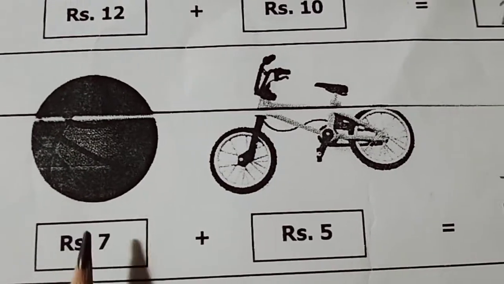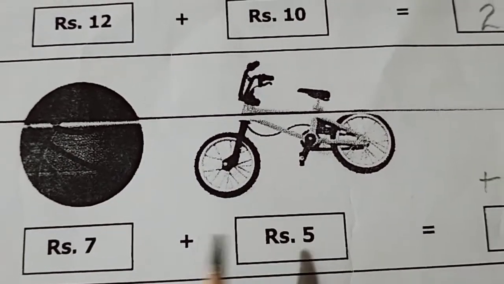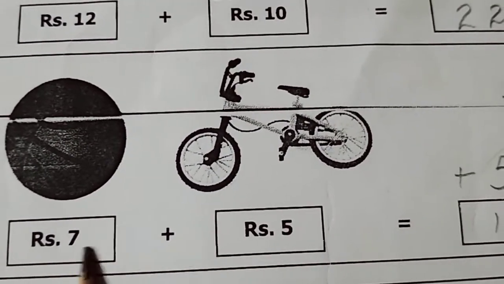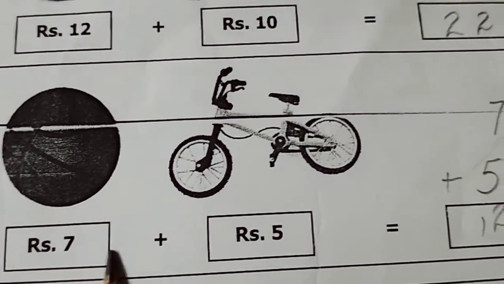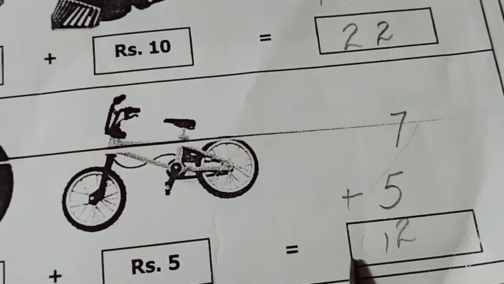The ball price is rupees 7 and the cycle price is 5. We find the total cost of both toys. We write the bigger value on the top. 7 add 5 is equal to 12.